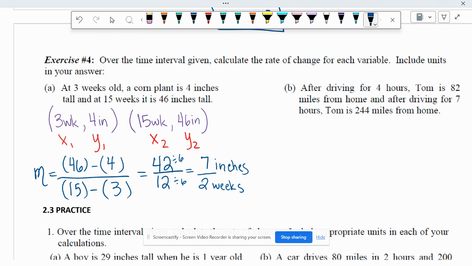Braden, are you filling out your notes? Okay, can you pick up your pencil and do that?